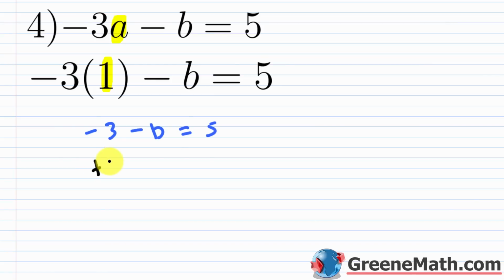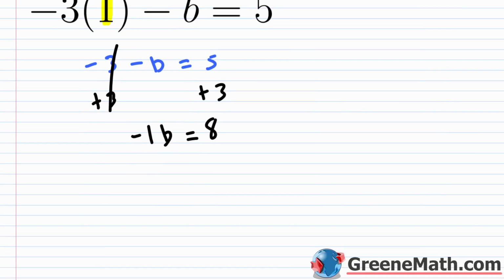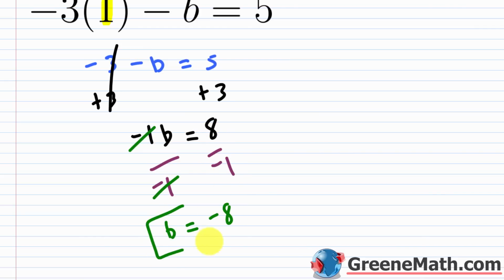Let's add 3 to both sides of the equation. This cancels. You get negative b. I'm just going to write negative 1b for clarity, is equal to 5 plus 3, which is 8. And again, we want b by itself, so we're going to divide both sides by negative 1. Or if you want to multiply both sides by negative 1, it does the same thing. So this cancels with this, and we get b is equal to 8 over negative 1, which is negative 8. So b is equal to negative 8.